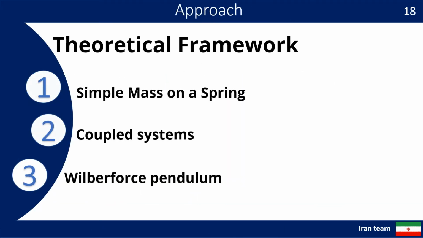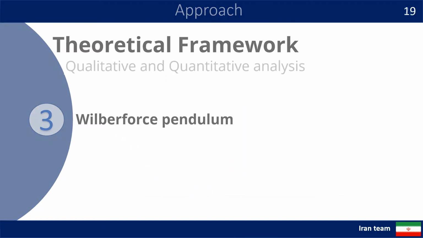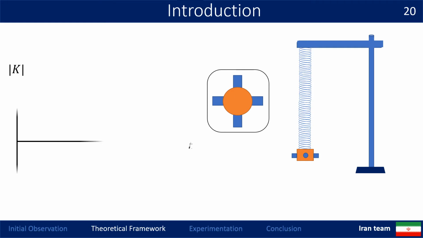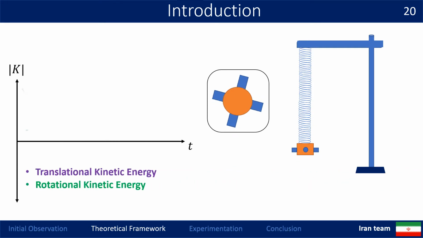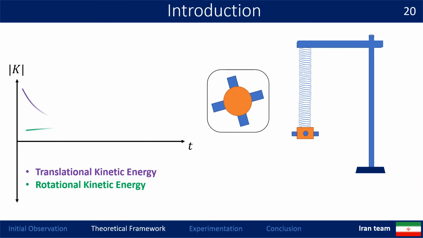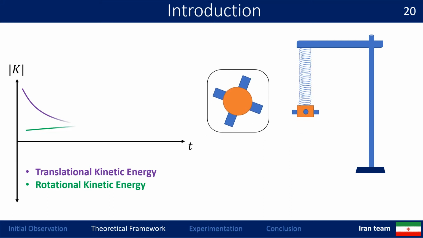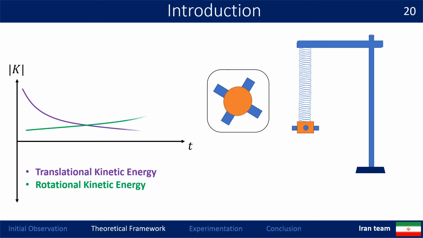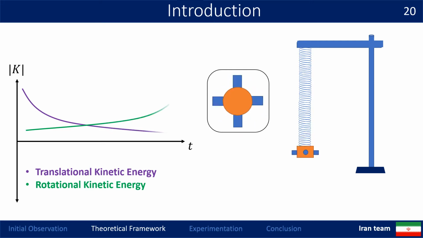So now let's discuss the Wilberforce pendulum. First, what is it? As observed in the phenomenon demonstration, if we give it an initial push in the vertical direction, we can see that over time, the translational kinetic energy turns into rotational. This is a phenomenon known as the transfer of energy.